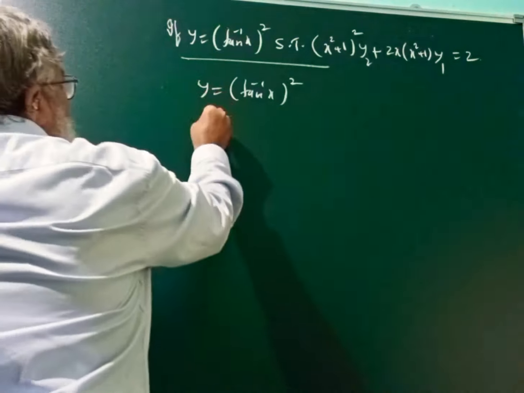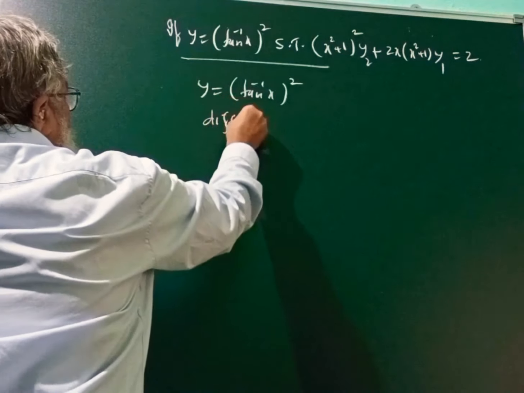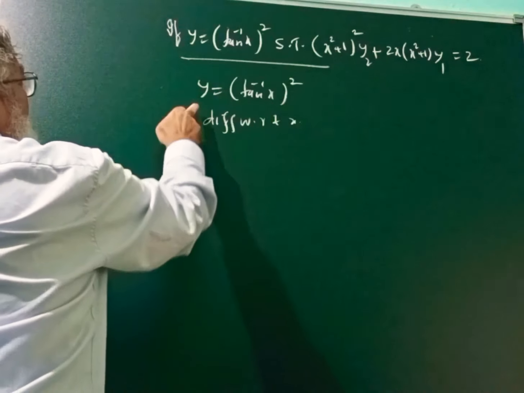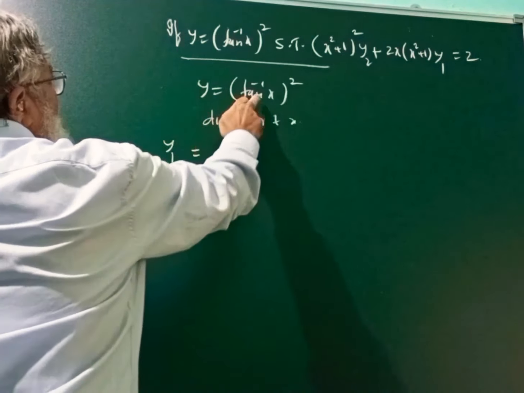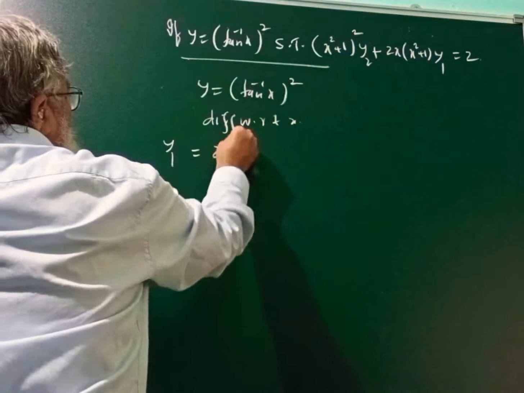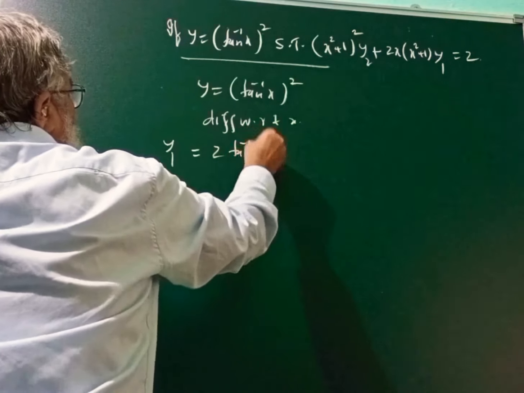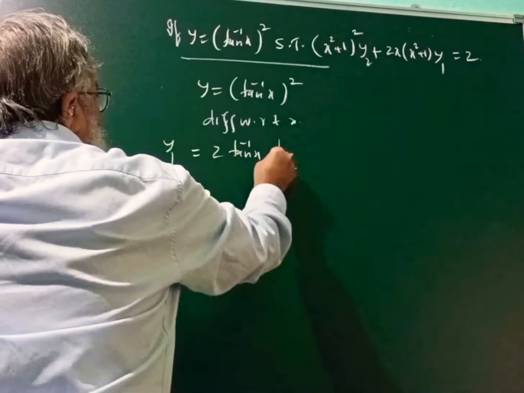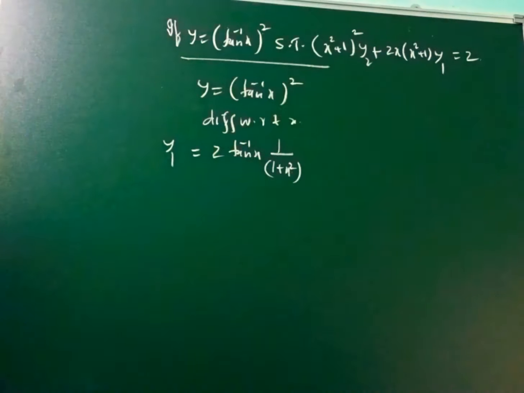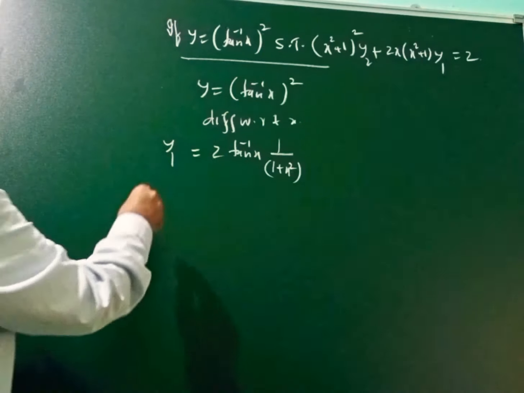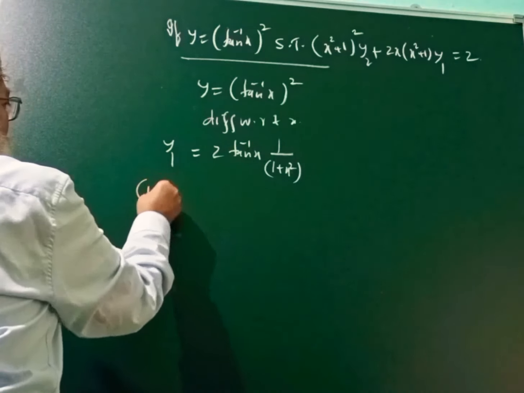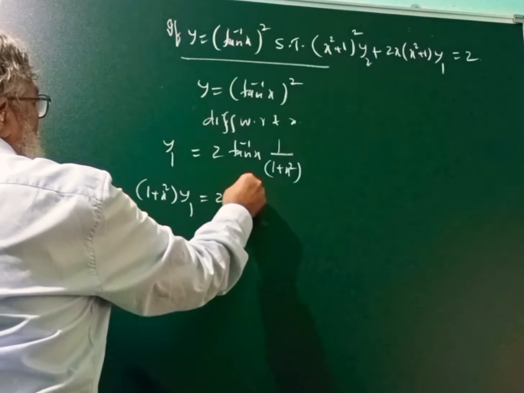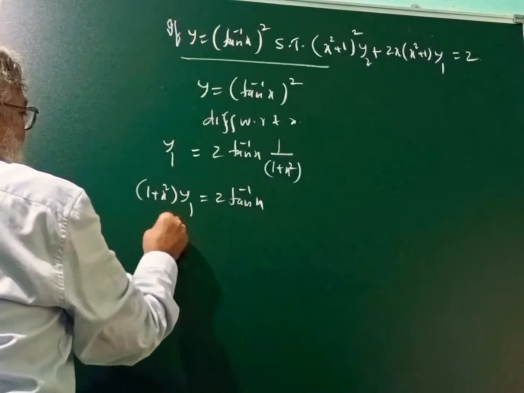Now differentiate with respect to x. So it is y1, first differentiation. Differentiation with respect to power is 2 tan inverse x, and differentiation of tan inverse x is 1 by 1 plus x square. That is the derivative. By cross multiplication, it will be 1 plus x square y1 is equal to 2 tan inverse x. Again differentiating.